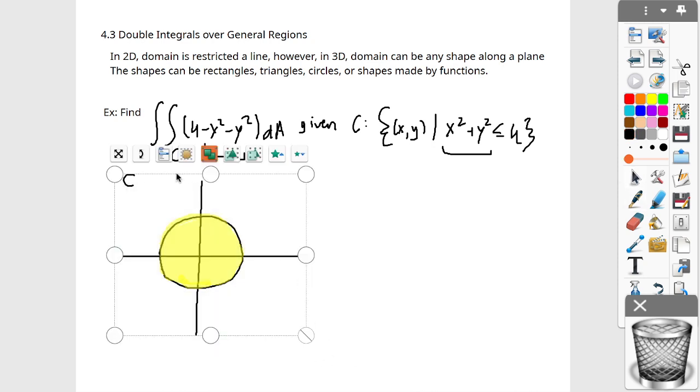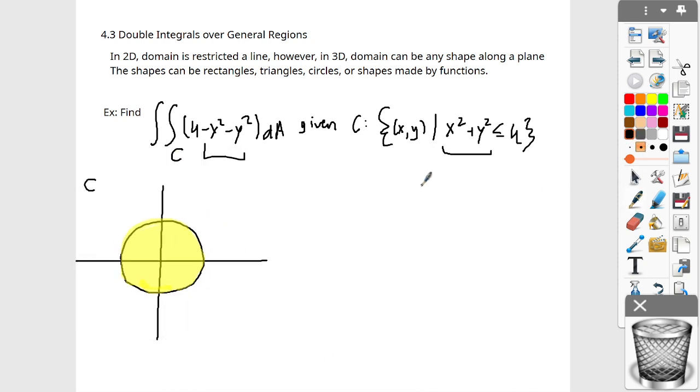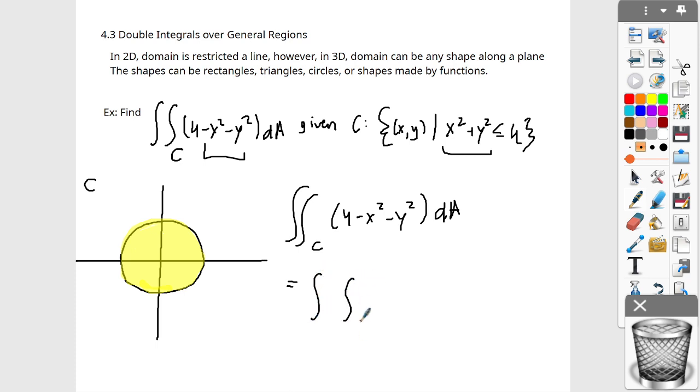Well, the Jacobian for dA. First of all, I'm going to write it down. The double integral over C of 4 minus x squared minus y squared dA is equal to the double integral, and I'm going to leave some gaps to put my r bounds and my theta bounds. 4 minus r squared, because this is 4 minus x squared plus y squared. So 4 minus r squared times r dr d theta, because that is the Jacobian for dA in polar coordinates. It's dA turned into r dr d theta.